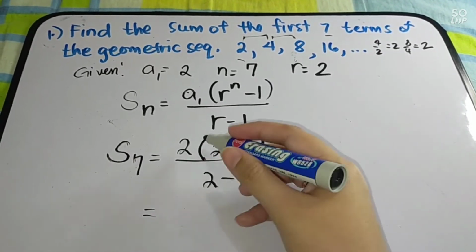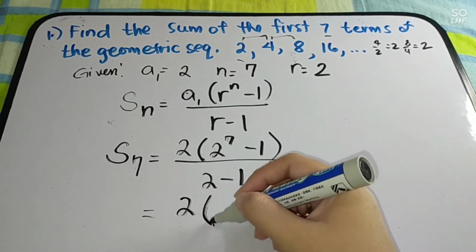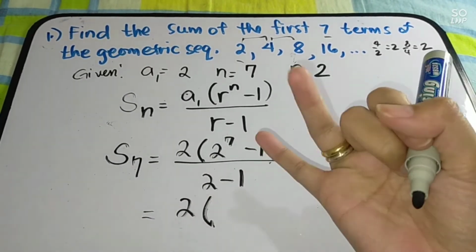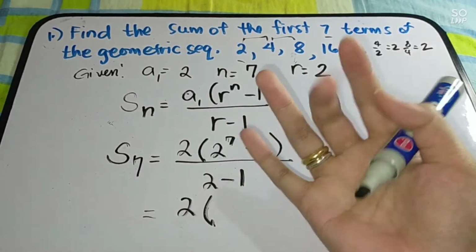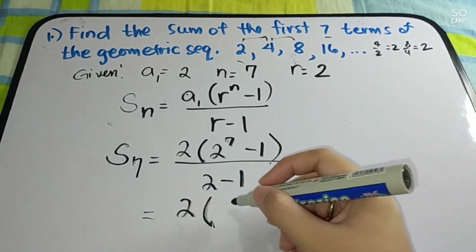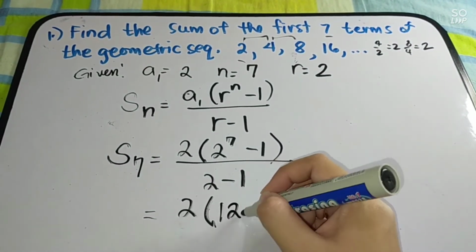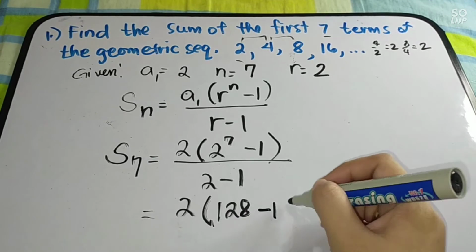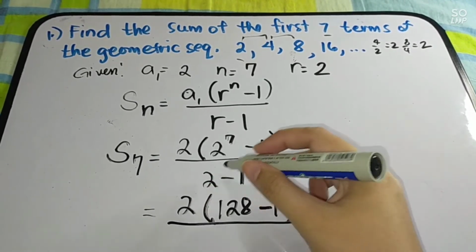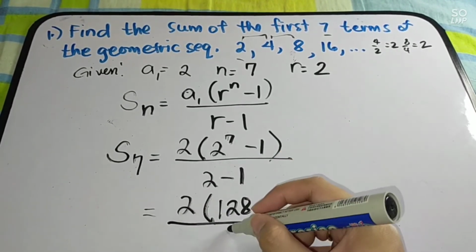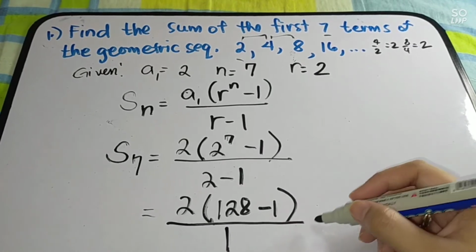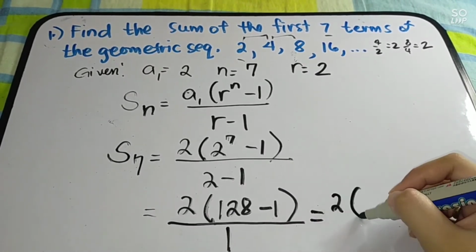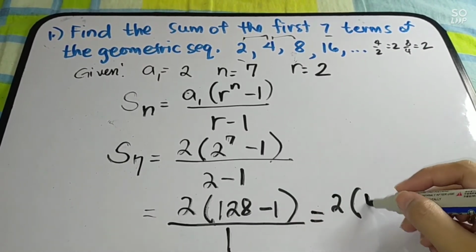Then, compute. So, this one is 2 times 2 raised to 7, meaning 2 times 2 times 2 times 2 times 2 times 2, hanggang pitong 2 raised to 7. Ang sagot doon is 128. Then, minus 1. Then, over 2 minus 1, the answer is 1. Then, we have here 2 times 128 minus 1, that is 127.